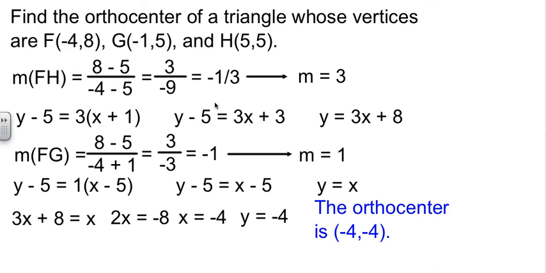Okay. Again, you had to find a slope, do the negative reciprocal to get to an equation, find another slope, do the negative reciprocal, get to an equation, solve the two equations together to get your point. Okay. So medians go to the midpoint, altitudes are perpendicular.